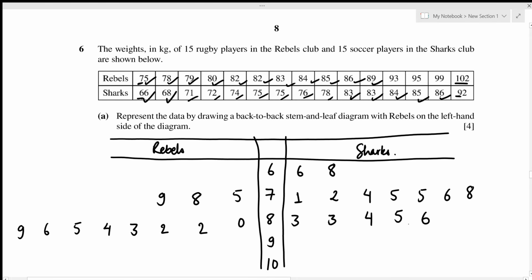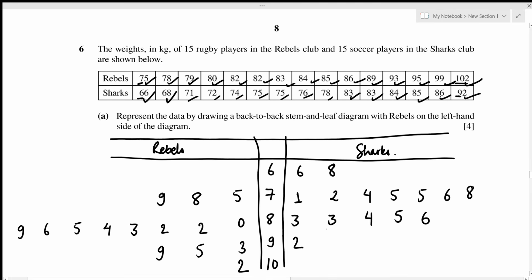Now let's look at the values with the stem 3 for rebels. That's going to be 3, 5, and 9. Let's look for the same values for sharks. That's just going to be 2. Now let's look for the values with the stem of 10 for rebels. That's going to be 2. And for sharks, there are no values with the stem of 10.